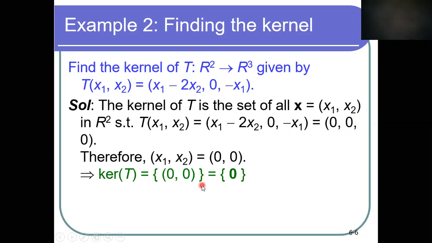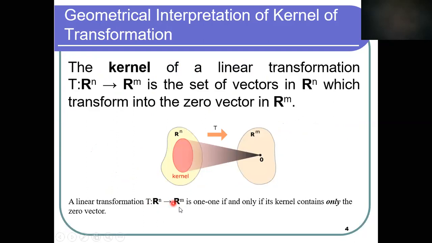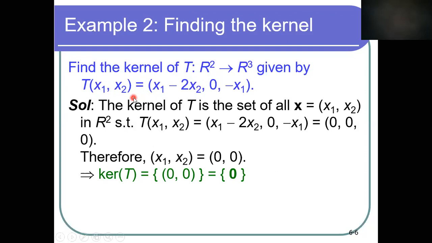So dear student, the kernel of transformation being (0, 0) means that this element is mapped onto the 0 element of the range. If you go back to your previous slide, this transformation is 1-to-1 if and only if the kernel consists of only the 0 vector. So in that case, this is a 1-to-1 transformation, and the kernel consists of only the 0 element.